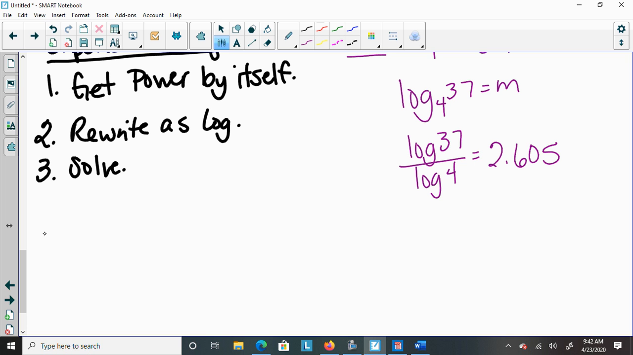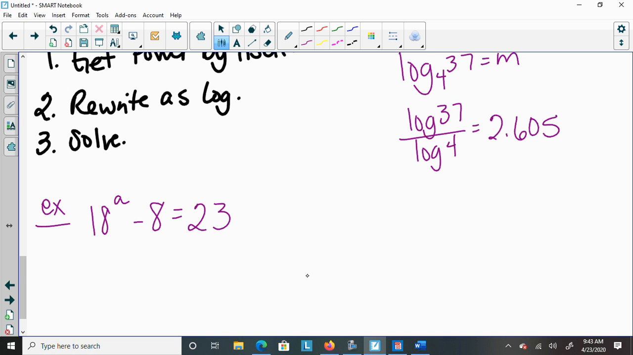All right, I'll do one more and then I can have you try one on your own. Let's say I had something like 18 to the a minus 8 is equal to 23. For this particular problem, the base and the power are not by themselves. We've got this minus 8 that we need to get rid of first. So we know how to do that. We'll just add 8 to both sides. So 18 to the a is equal to 31.